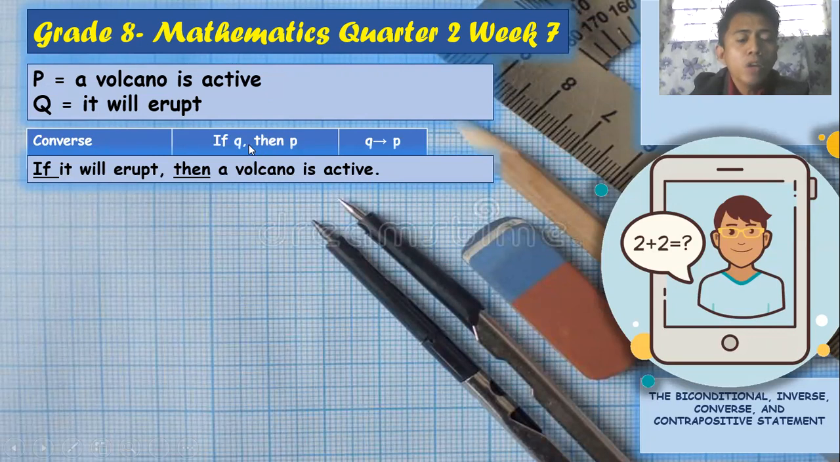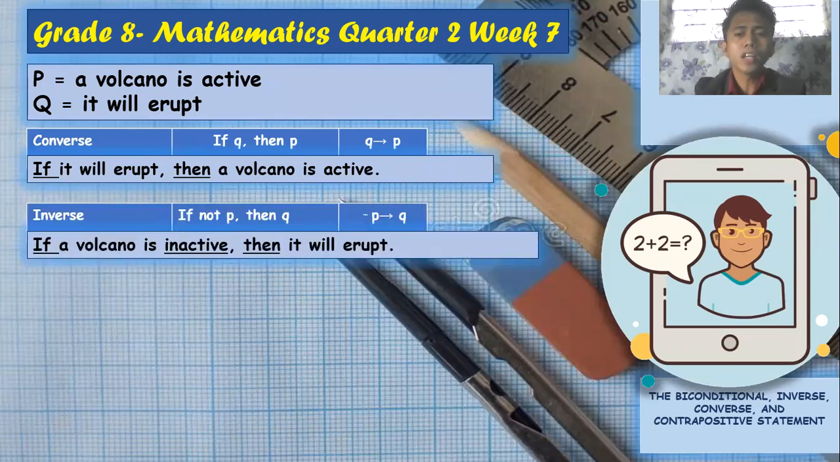So by following the converse pattern, if Q then P, we can conclude that the converse statement is: if it will erupt, then a volcano is active. I will repeat: if it will erupt, then a volcano is active. So that is under the converse pattern.